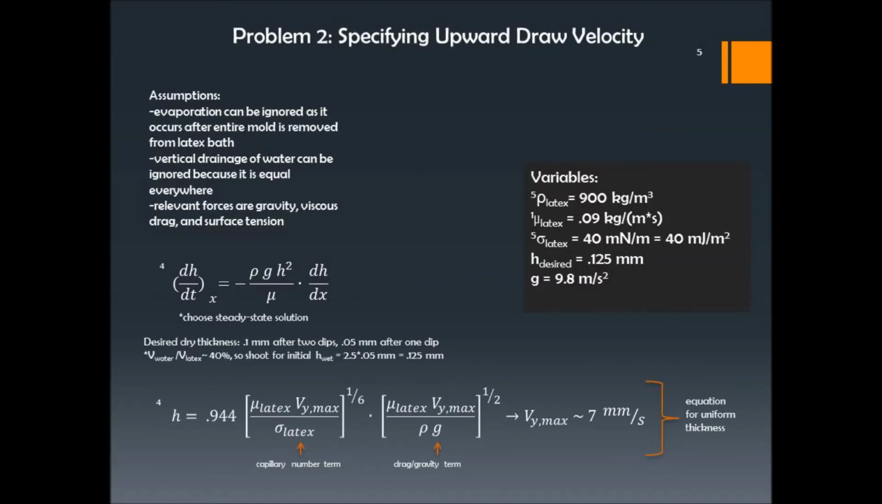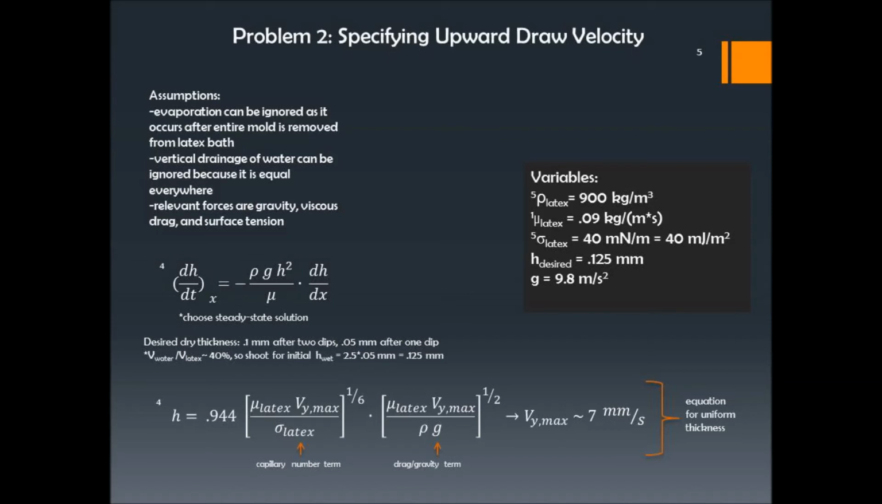Now let's look into the problem of maximizing upward draw velocity. I've chosen to ignore evaporation and vertical drainage, and what we're left with are 3 relevant forces: gravity, viscous drag from the glass pulling the liquid upward, and surface tension between the glass and the latex. So, from a paper by Scriven, I found an equation that gives me the velocity in terms of the desired thickness, or vice versa.